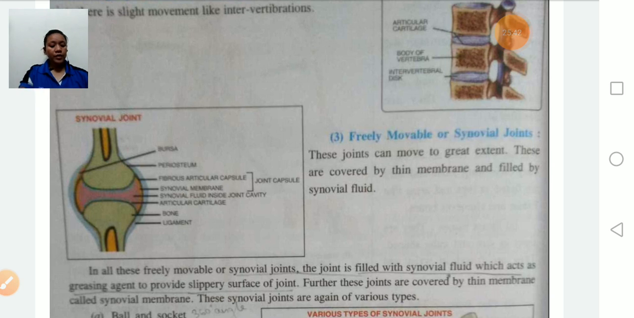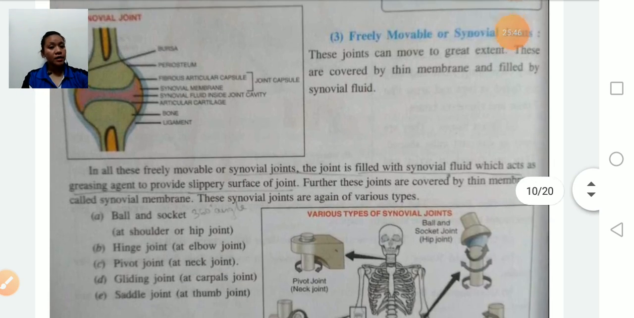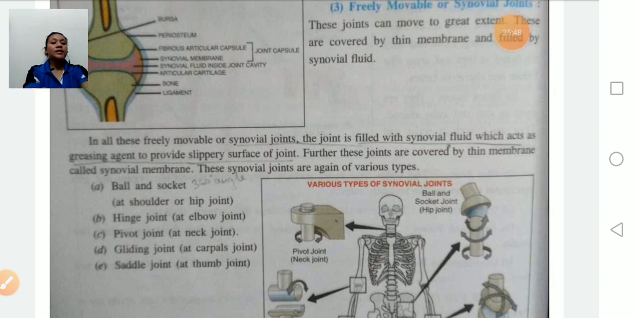In all freely movable or synovial joints, the joint is filled with synovial fluid. Synovial fluid is a liquid, just like oil. It acts as a greasing agent to provide a slippery surface to the joint, and it makes the joint slippery.